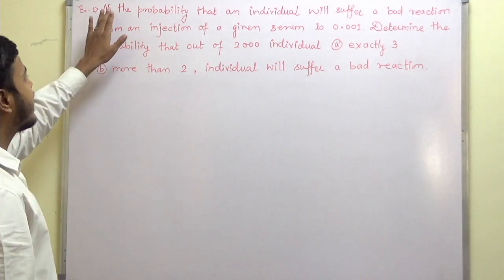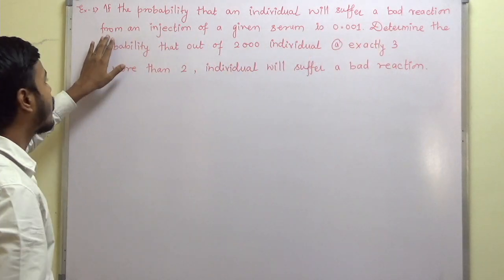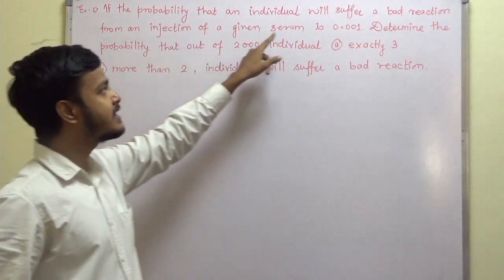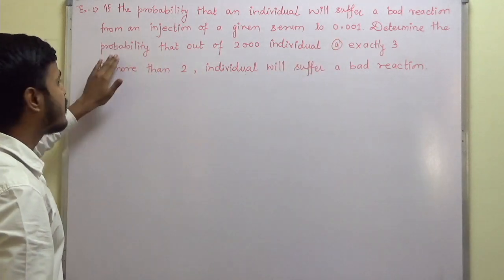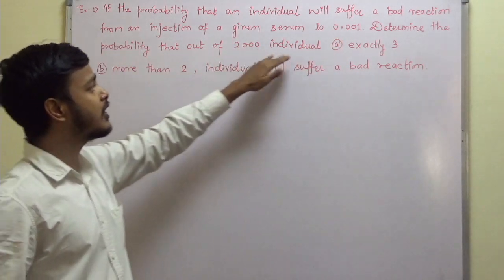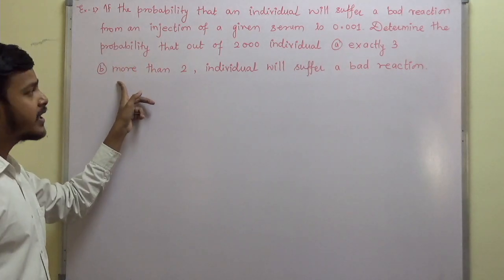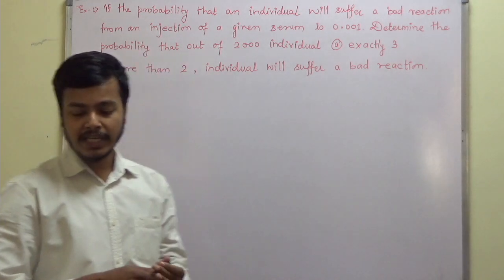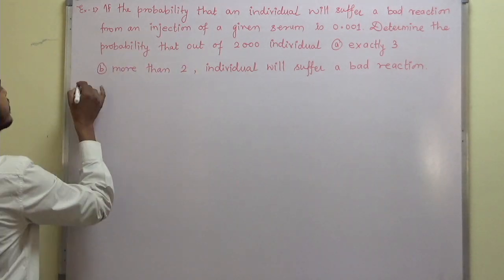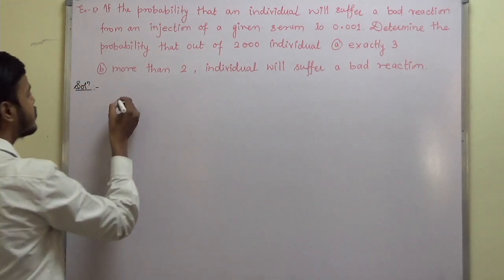So we are given that the probability that an individual will suffer a bad reaction from an injection of a given serum is 0.001. Determine the probability that out of 2000 individuals, number 1, exactly 3, number 2, more than 2 individuals will suffer from a bad reaction. Okay, so let us start with defining the Poisson distribution.